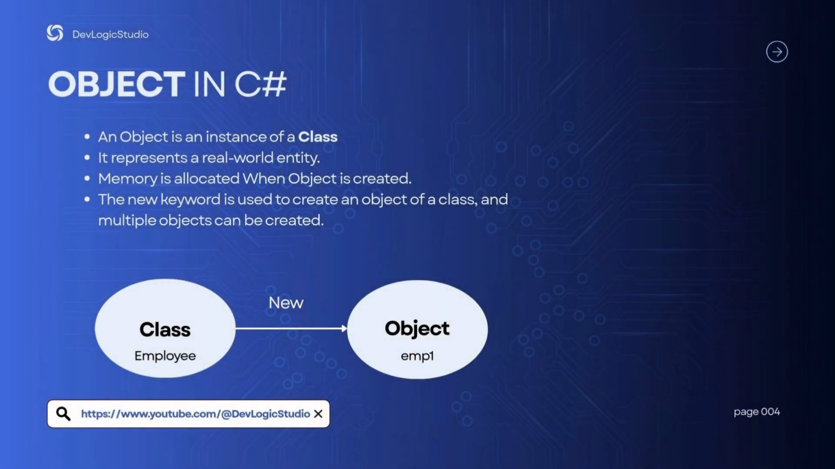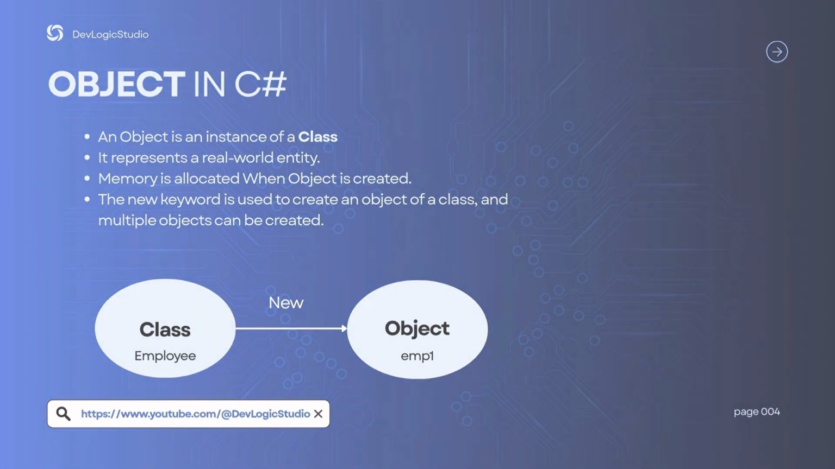Now let's understand what an object is. An object is simply an instance of a class. In other words, an object is a real world representation created from a class. For example, if Employee is a class, then a specific employee like John or Sarah would be an object. Memory is allocated when the object is created. In C Sharp, we use the new keyword to create an object of a class. For example, Employee emp1 equals new Employee. So here emp1 is an object of the class, and we can create multiple objects from the same class.